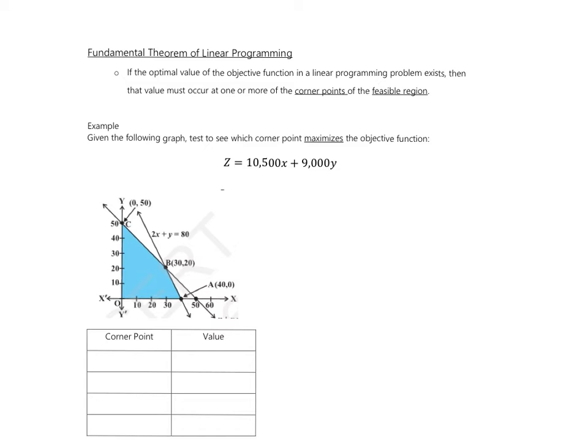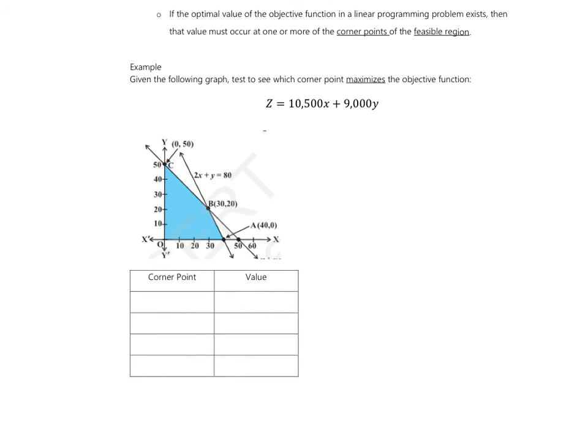So here's an example. I'm going to give you the following graph. I want to test to see which corner points maximize the objective function. Which one maximizes the objective function? Well, the first thing I need to do is identify the corner points of the feasible region. Here's one at 0, 0. Here's another one at 0, 50. Here's another corner point at 30, 20. And here's another corner point at 40, 0.